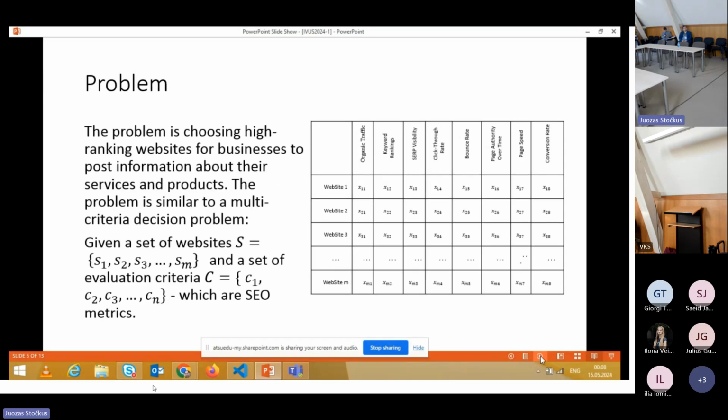The problem is choosing high-ranking websites for businesses to post information about their services and product. The problem is similar to a multi-criteria decision problem.